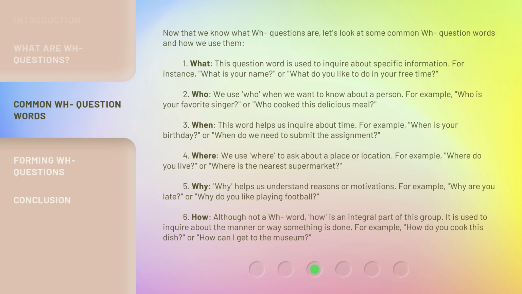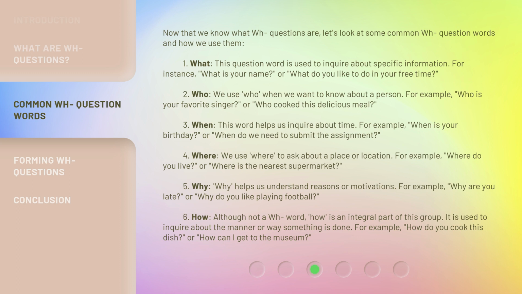2. Who? We use who when we want to know about a person. For example, who is your favorite singer? Or, who cooked this delicious meal? 3. When? This word helps us inquire about time. For example, when is your birthday? Or, when do we need to submit the assignment?